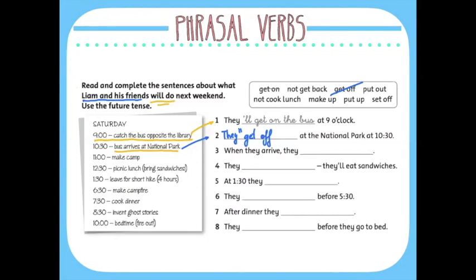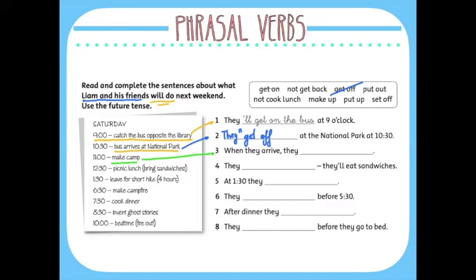Martina Navas. Make camp. Okay. When they arrive, they make up a camp. Make up es inventar. Do up a camp. There isn't do up as an option.